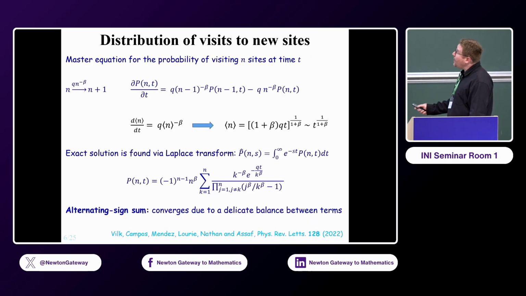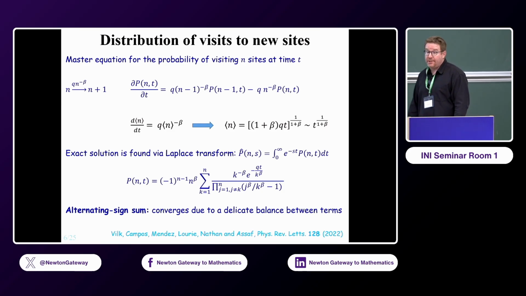Okay, so first of all, I want to talk about the distribution of visits to new sites. So we have a process where the number of sites grows by 1, the simplest process that you can think of, but the rate here is proportional to n to the minus beta. Beta is a non-negative number. We assume it's positive actually, because when beta is 0, then it's just a Poisson process. Q is a constant. So this is the master equation, a continuous time master equation.